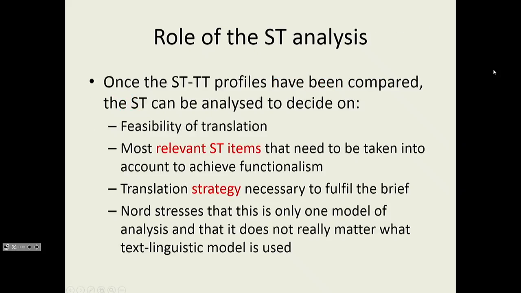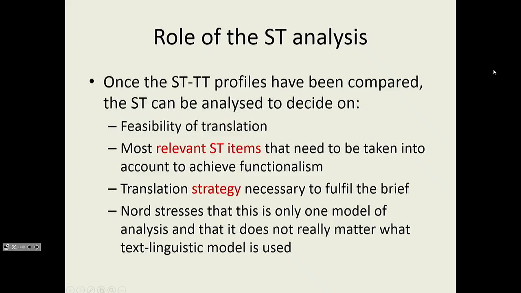So once these profiles have been compared, the source text can be analysed so that the translator can decide on whether in fact this is a feasible translation. Can I do it? Looking at the most relevant source text items that need to be taken into account to achieve functionalism. So what are the key aspects of this text that might be problematic? Are there lots of references to things that might be unfamiliar to target readers? Is the structure different? Might the structure need to be changed in order for that text to be functional in its target culture context? Those kinds of things.